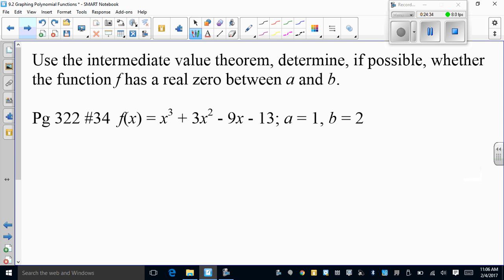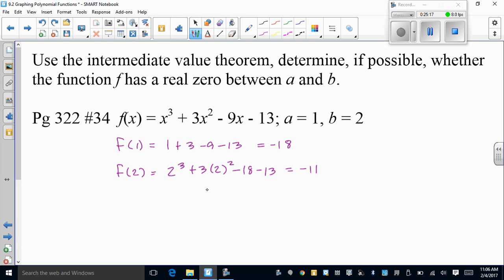It says use the intermediate value theorem to determine if possible whether the function f has a real 0 between a and b. Well, all we have to do is use a calculator. f of 1 is going to give me 1 plus 3 minus 9 minus 13, which is a negative number, negative 18. And then we do f of 2. We'll get 2 cubed plus 3 times 2 squared minus 18 minus 13, which is going to give us another negative number, negative 11.